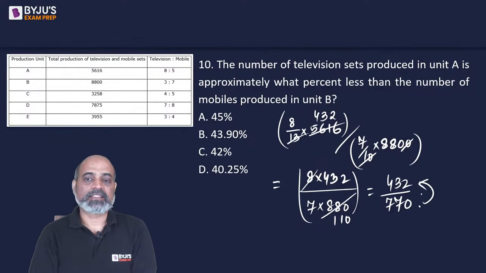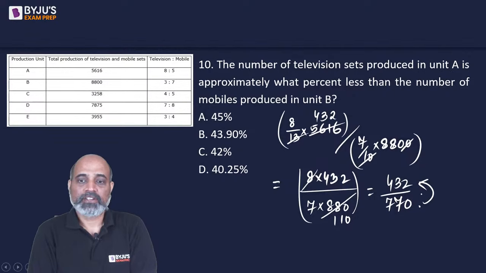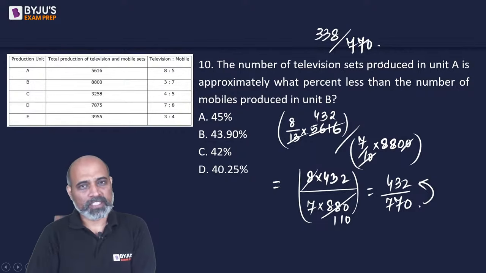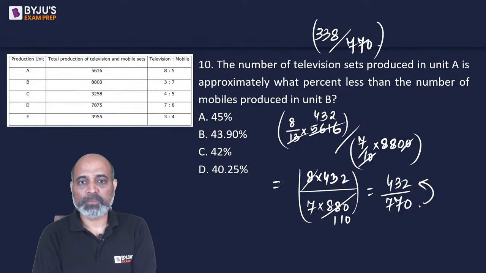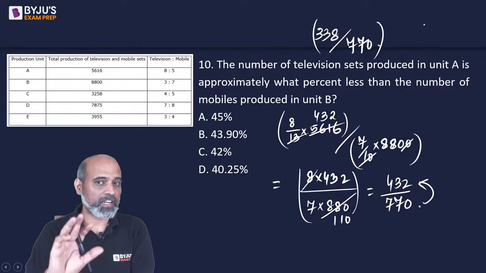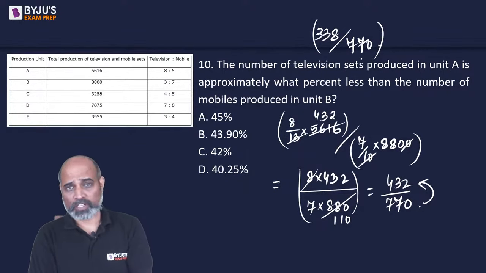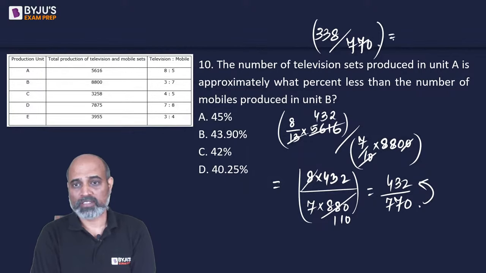So how much less is 432 with respect to 770? Can we say this is 338 less? 338 out of 770. So what percentage is this? If you look at the options, some of the options are close, for example 42 and 43.9. Taking a random one is a problem. What we can do is divide it by 2 further so that we have a smaller scenario. So this is going to be 169, and half of 770 is going to be 385.